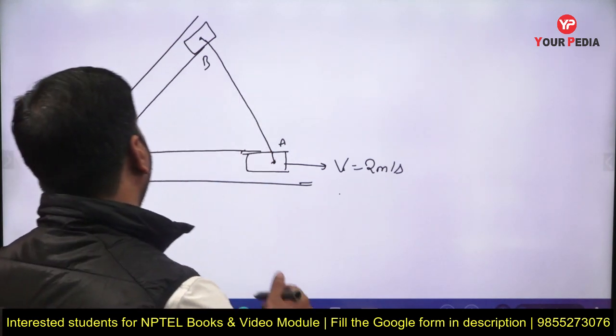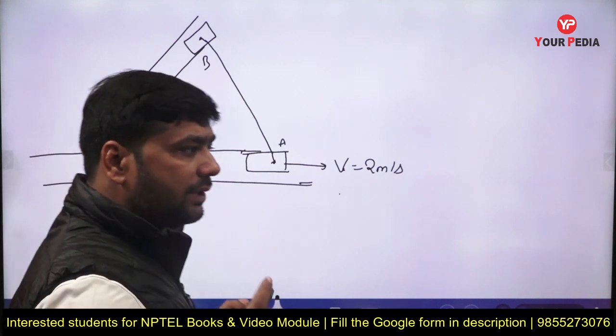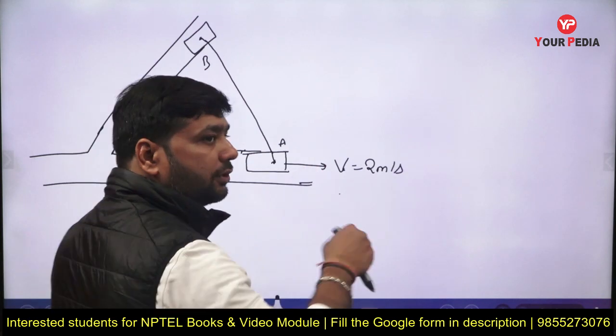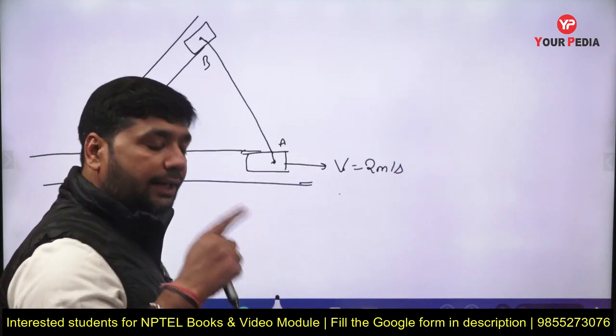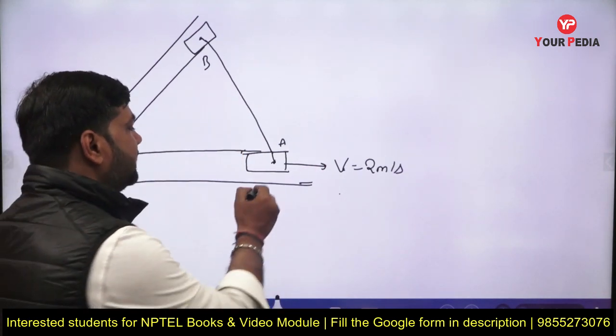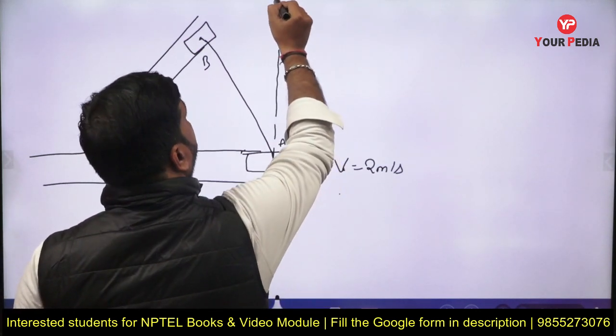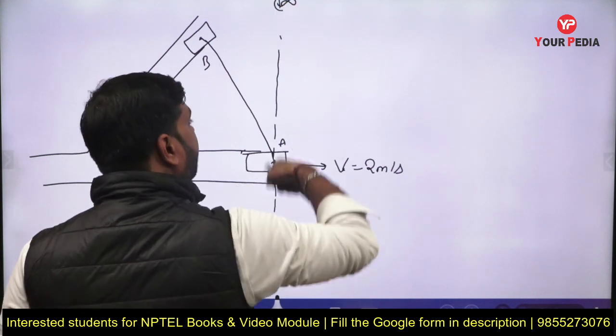Omega of the AB. So what will we do? First of all, just try to find the instantaneous center of the rod AB. For that, we know this is a slider, so slider always has an instantaneous center at the infinity. So here also the instantaneous center lies at the infinity, just like this. So this is at infinity for the slider AB.